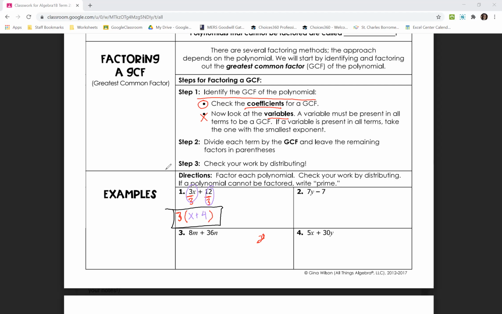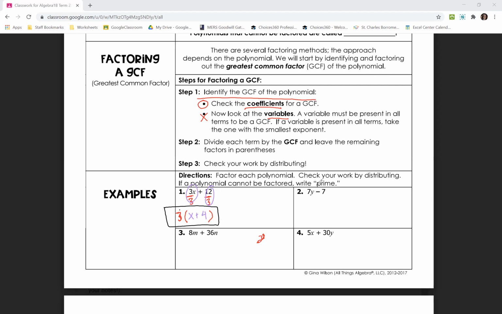Now, if you'd like, step 3 says check your work by distributing. If you're not sure that you're doing this right, go the opposite way. You know how to distribute. What would that look like? 3x times 3 times 4, so 3x plus 12. Is that what you started with? Yeah, 3x plus 12. I know that I factored this problem right because when I distributed, I got what I had started with.